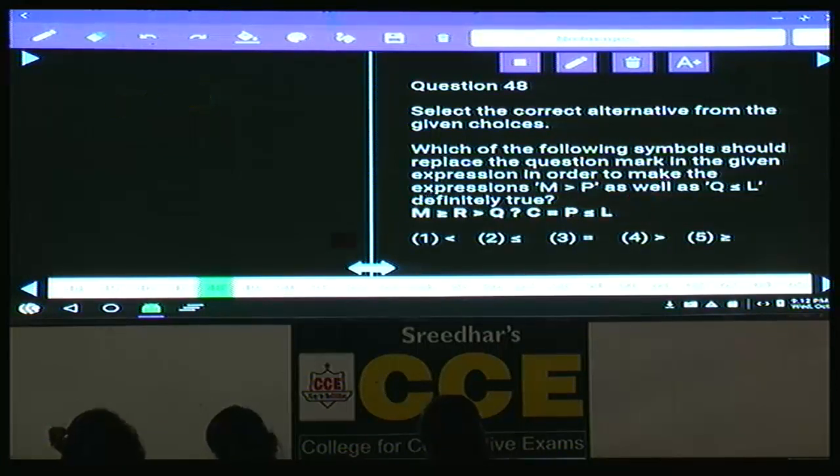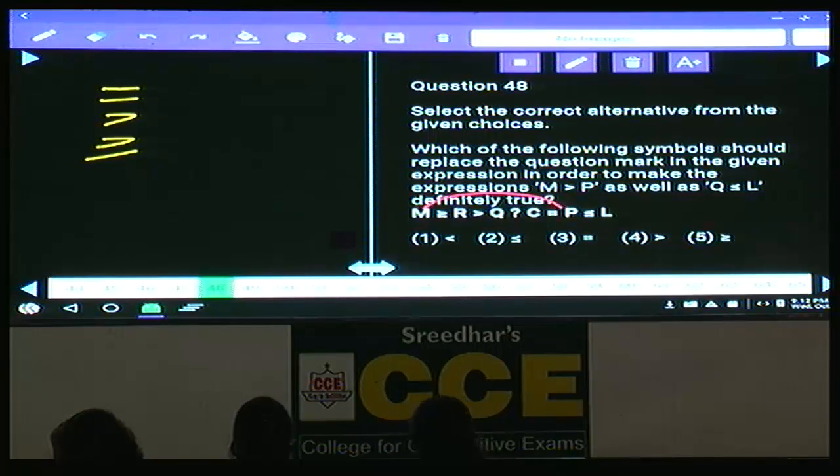Then coming to 48. Now in this 48, M greater than P must be true. Now M is here, P is here. Now between M and P, there must be one greater than. Here there is a greater than. Hence in the place of question mark, it can be equal to or greater than or equals to. If you have any one of these three symbols, M greater than P is always true.